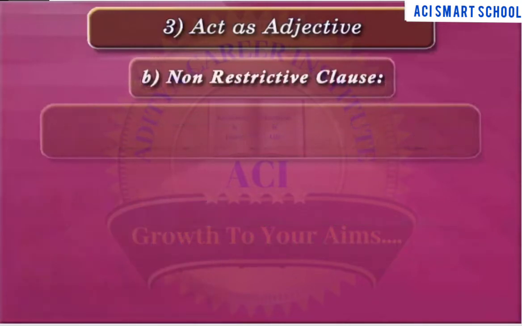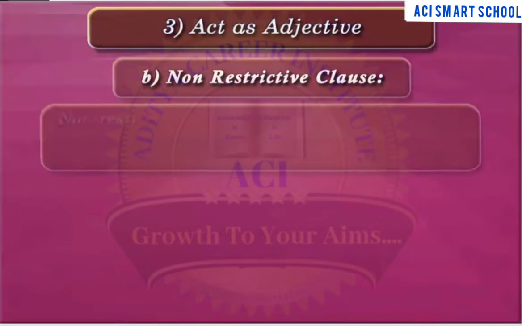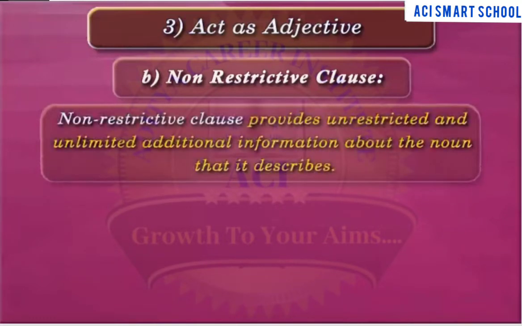B. Non-restrictive clause. By definition, a clause that provides unrestricted or unlimited additional information about the noun that it describes is called a non-restrictive clause. So the clause that gives unlimited or unrestricted additional information about the noun it explains is called a non-restrictive clause.